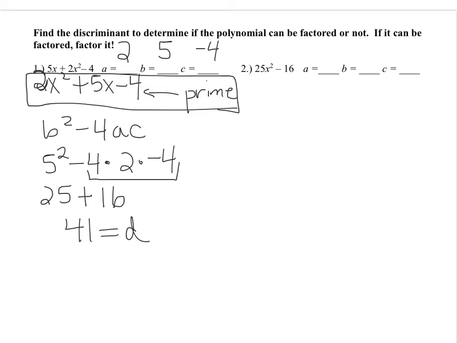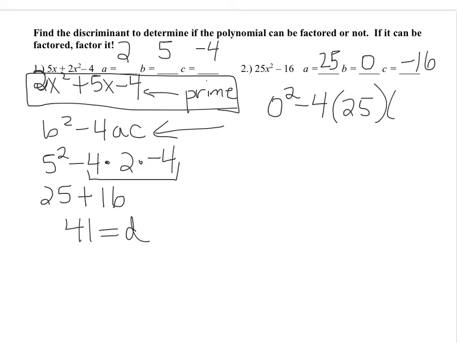So in this problem, a is 25. Remember, there's not an x term, so that b term is going to be 0, and the constant is negative 16. Okay? Now, when I plug it into the formula, b squared minus 4ac, we're going to do 0 squared minus 4 times 25 times negative 16. Now again, we have to be very, very careful. 0 squared is just 0, and then we're going to do minus all of this.